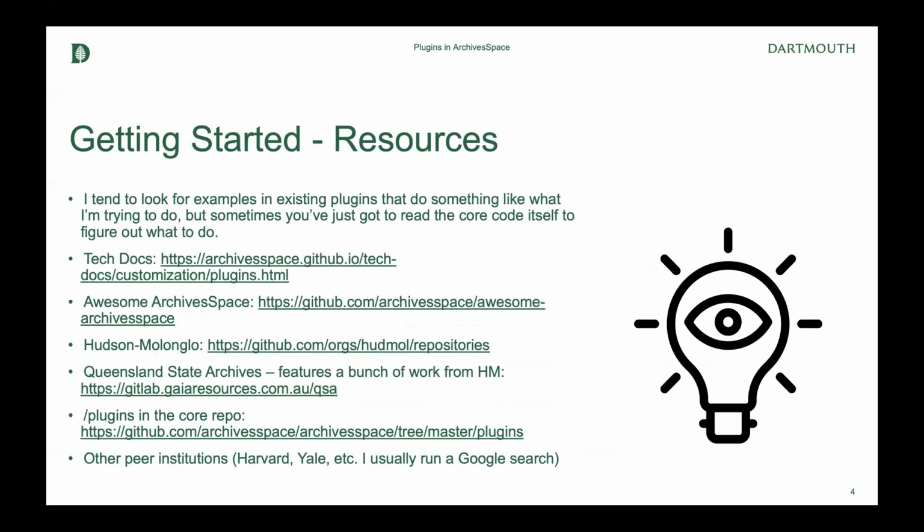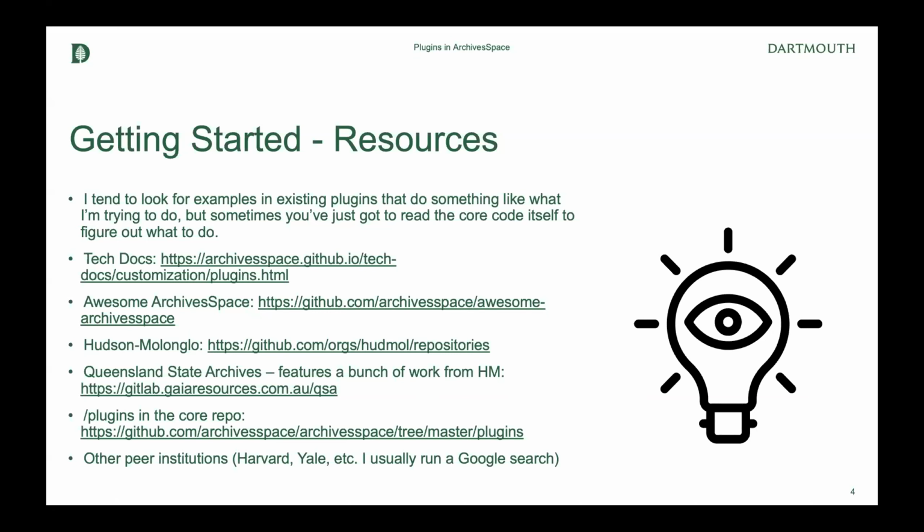So resources, this is really the heart of everything: how do you figure out how to do all this stuff? And as Brian said, a lot of this is really finding existing plugins, looking for a plugin that does something similar or has a similar workflow or a similar data model, and figuring out how that plugin is interacting with the core code. So I've listed some resources here that I typically go to.